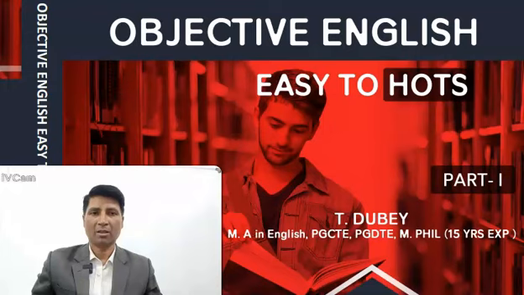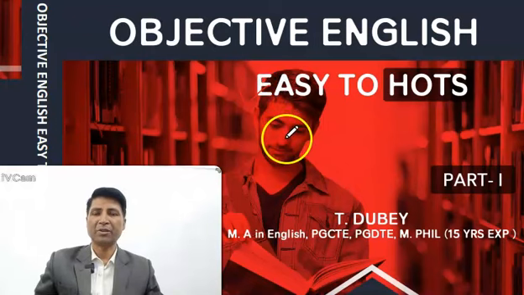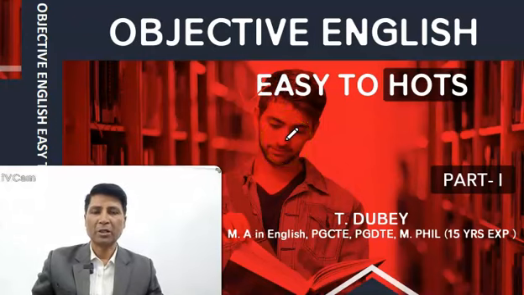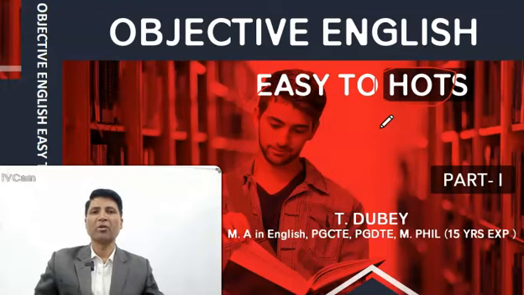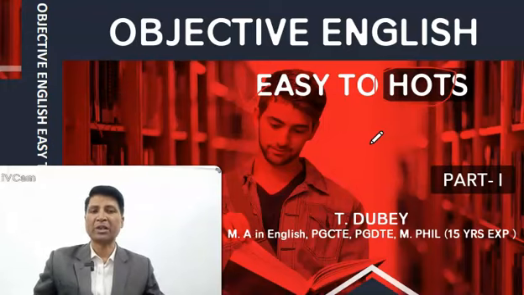Dube and the cover of this book is showing the title of my recently published book, Objective English Easy to Hearts. You can see from the title itself that this book will take your understanding from easy to high order thinking skill questions. I am showing you how you can not only solve any question based on grammar, vocabulary, idioms, phrases, but you can predict most of the questions with the help of techniques that I have written in my book.